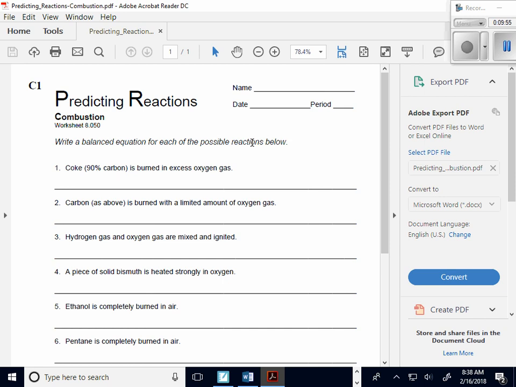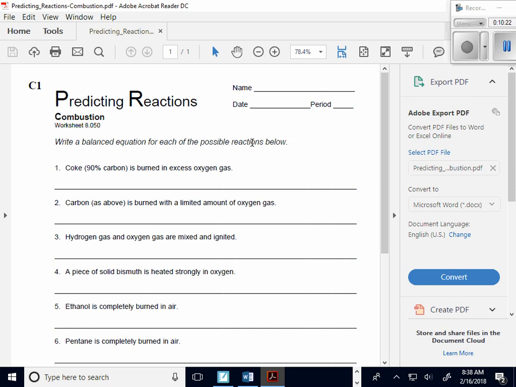Number 1 says coke, which is 90% carbon. 90% carbon is burned in excess oxygen. Now, this is a combination reaction. Your product will be carbon dioxide. So carbon is reacting with our oxygen to give carbon dioxide.